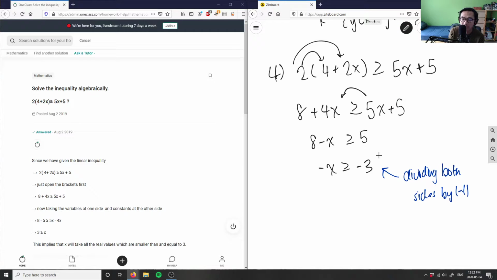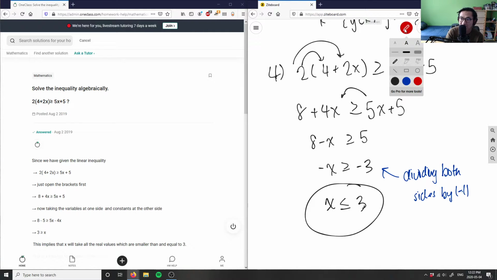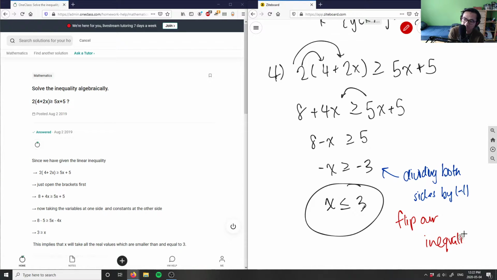And the moment we do that, we have to actually flip our inequality, right? So by dividing by negative 1, I'm going to get x here. Instead of greater than or equal to, it's going to be less than or equal to positive 3. And this is my answer for this inequality: x is less than or equal to 3. Because when we divide both sides by a negative number, this will flip our inequality.